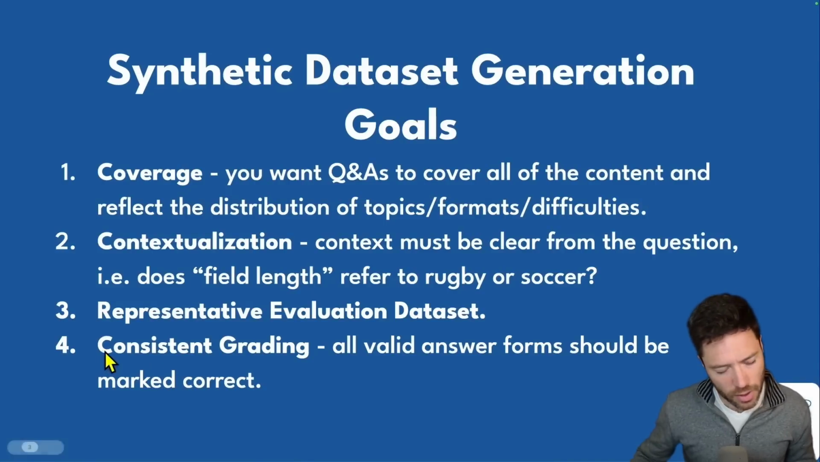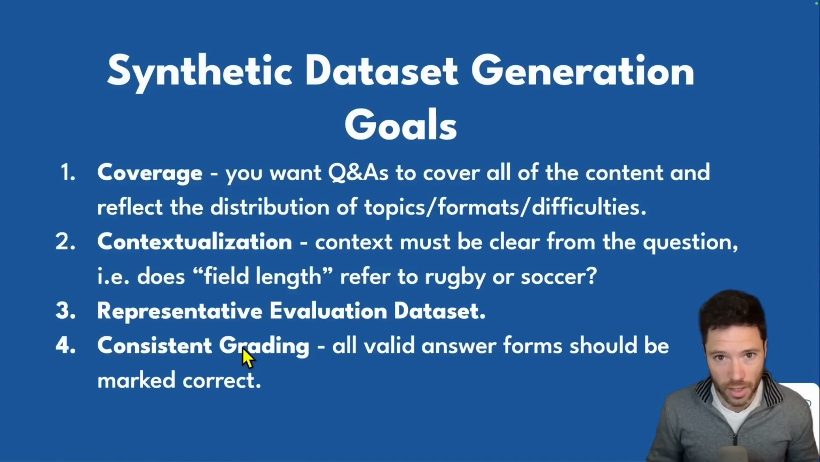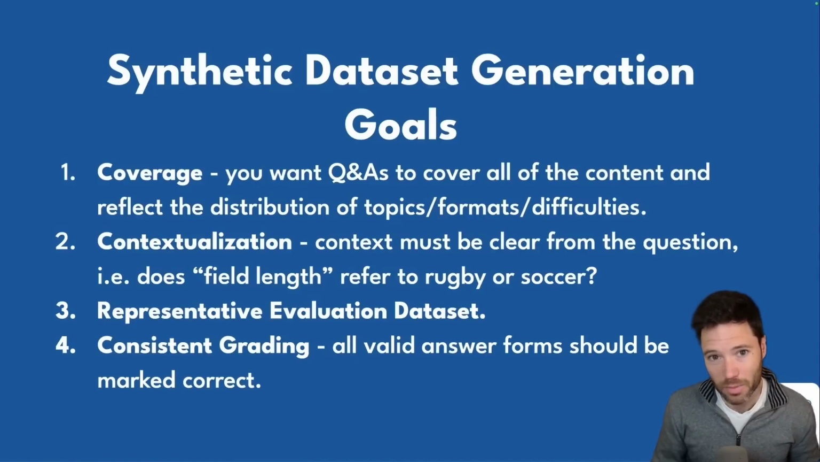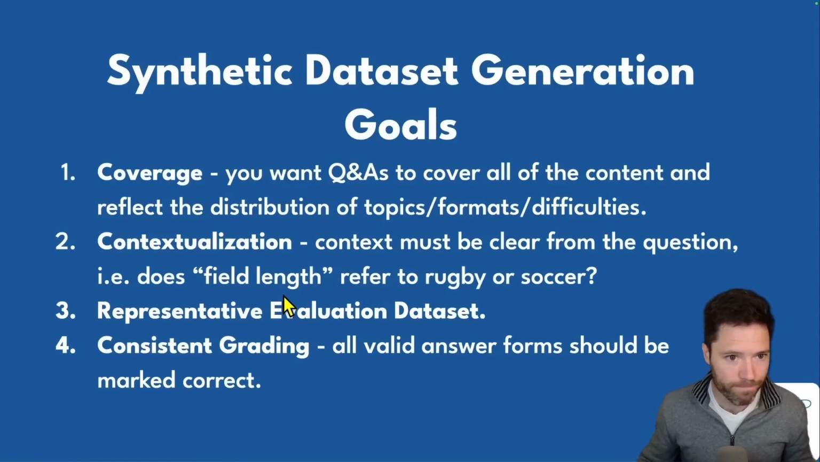And last of all, this is very related, is consistent grading. When we generate questions and answers, we need to have a way then to grade correct answers. And we want to make sure that our judge is going to be consistently marking the answers correct based on some kind of rubric. If it's inconsistent and the judge is maybe only marking certain verbatim answers correct, then you're going to find that actual answers that are correct are being marked incorrect, and this is going to give inconsistencies in your pipeline. So having consistent grading is going to be pretty important.